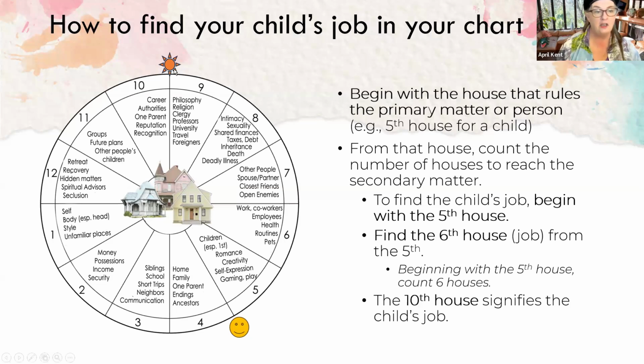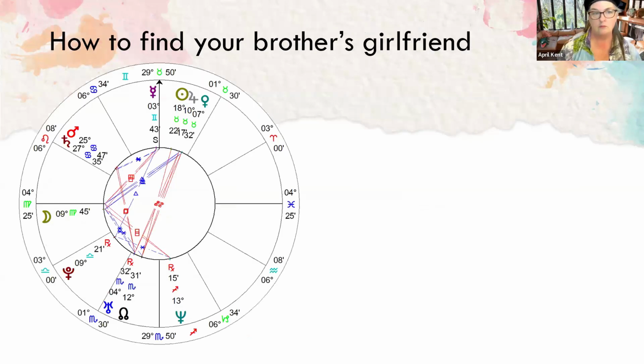So you would read the sign on that cusp. If you're in whole signs, you would read what house the midheaven falls in. You would read any planets there, any transits, and that would tell you about your child's job. I get these questions all the time. Oh, my son has been out of work forever. When will he find a job? And this is where you would look for that.